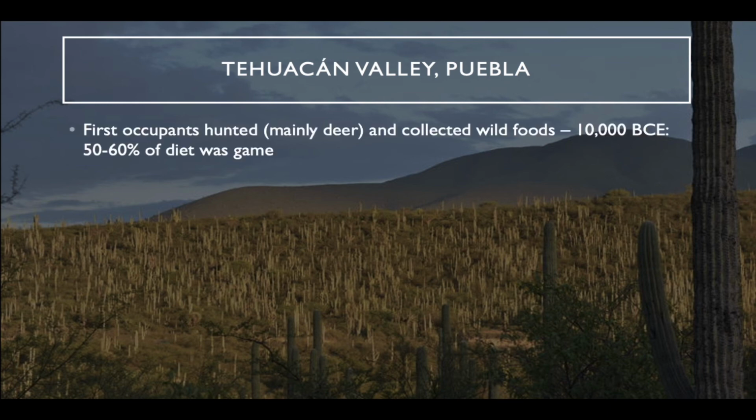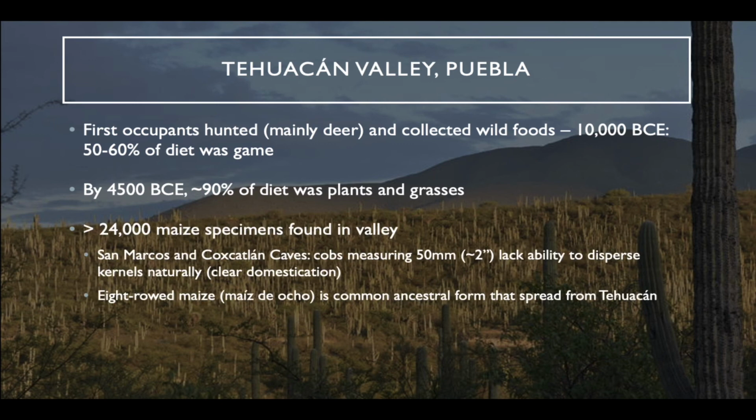Here, the first occupants hunted mainly deer and collected wild foods. So around 10,000 BCE, we see that 50 to 60% of their diet was game. However, by 4500 BCE, which is quite a long period of time, but we're seeing this transition, 90% of their diet actually was plants and grasses by that point in time.